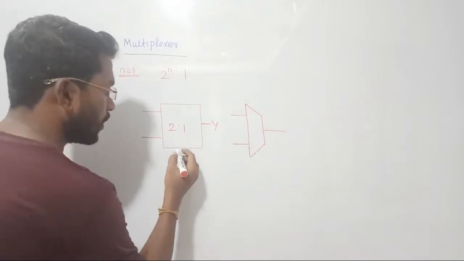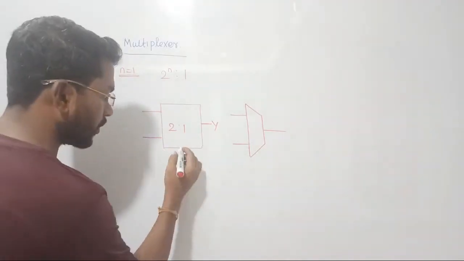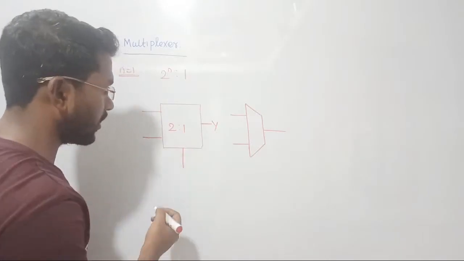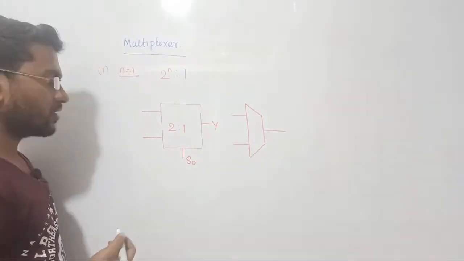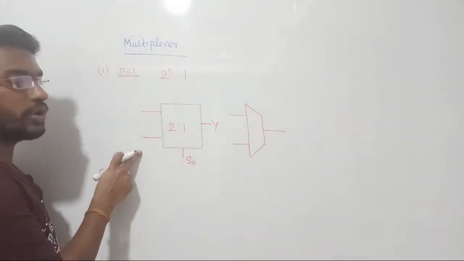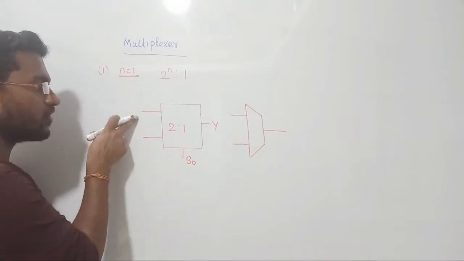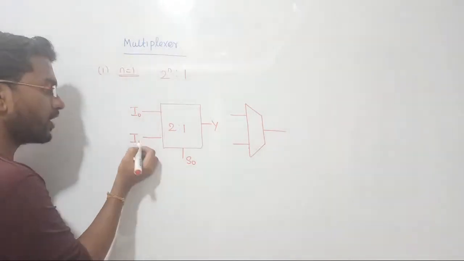Now see that we have to select between these two data, right? So the number of select inputs required for us is only one line, right? Let us consider this as S0, right? Now S0 will select only between these two data. So if S0 is 0, then the first line will be selected. Let us consider input line I0 and input line I1, right?